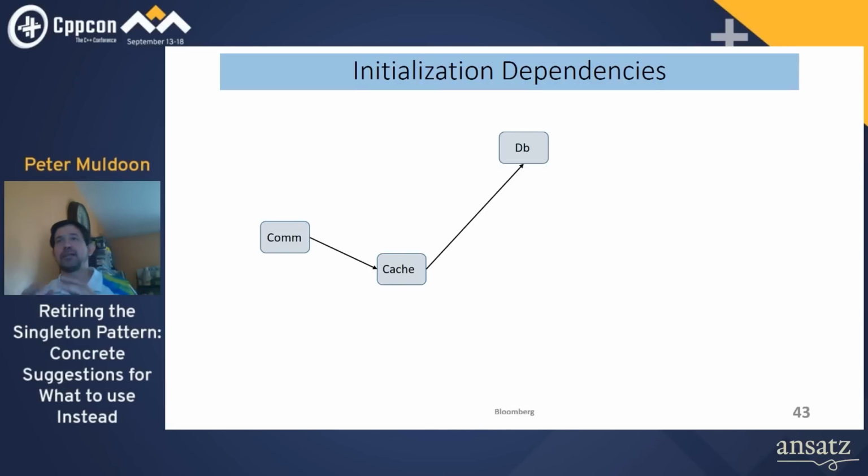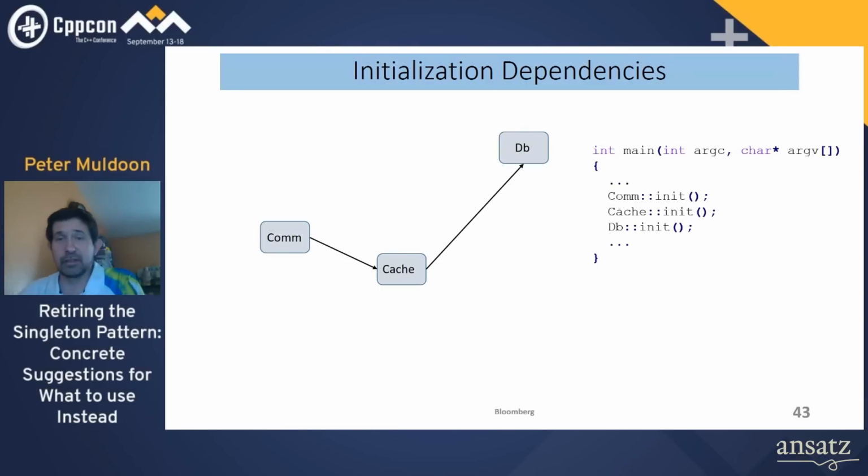So I now have a dependency on the x-axis, which I'm going to call length. What am I going to do? Currently in main, I have to call a bunch of init functions, because if I try to do a comm function without a cache or a DB, at best it blows up, in which case I'll know the problem quickly, or at worst it somehow corrupts and doesn't work properly.